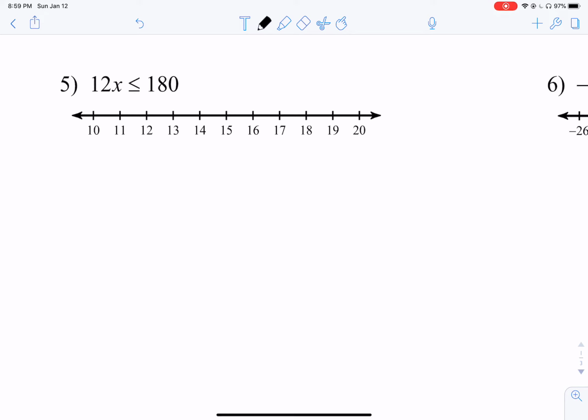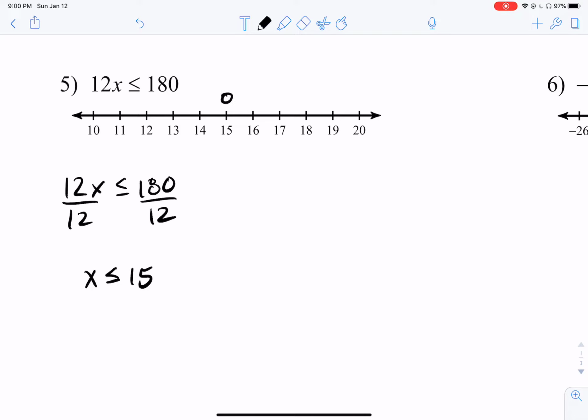For number 5, we have that 12x is less than or equal to 180. So we're going to divide by 12. And let me do some mental math here. 180 divided by 12. Let's see, 10, no, 15. Yes, 15. X would be less than or equal to 15.